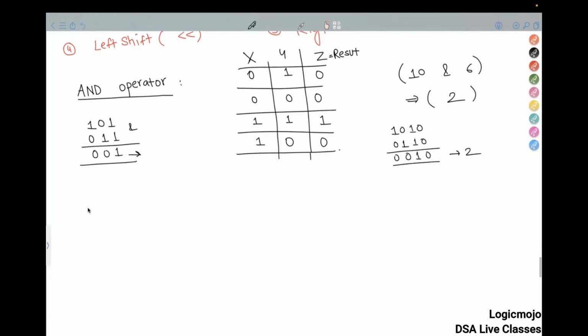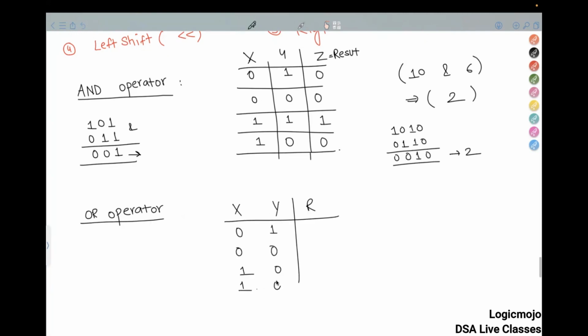Similarly, we will do it for the OR operator also. In the OR operator, basically the result will be 1 unless both bits are 0. When both are 0, then only it will be 0. Otherwise, it will be 1 always. Can you tell me the OR of 10 and 6?